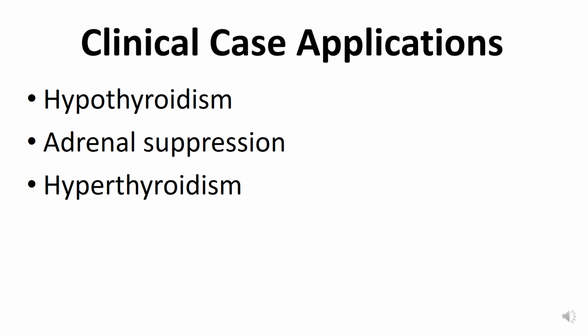Next is hyperthyroidism. This is the opposite of hypothyroidism. Here, the thyroid gland becomes overactive and releases excess hormone. The body enters a hypermetabolic state. Patients may experience weight loss, sweating, tremors, and anxiety. Rapid heartbeat is another major symptom.